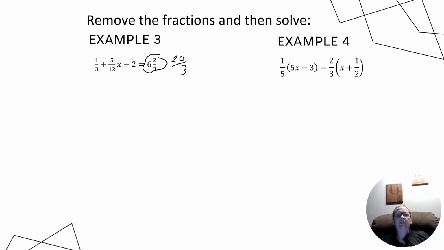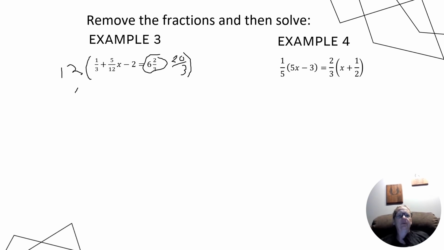Now I'm ready to find my least common multiple. So I have a 3, a 12, and a 3. So my least common multiple of all those denominators is 12. That's easy enough because 12 is a multiple of 3. And so I'm going to multiply everything in this equation by 12. So all 4 things are going to get multiplied by 12.